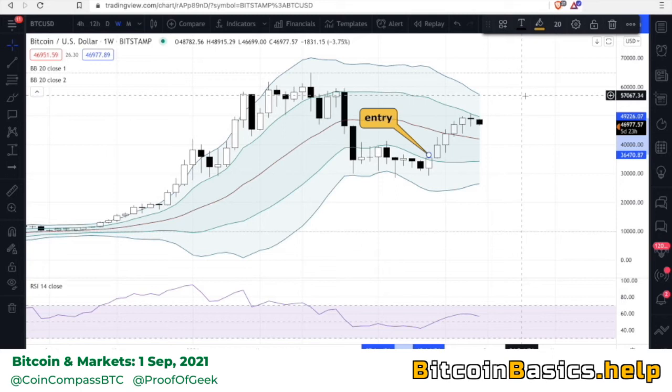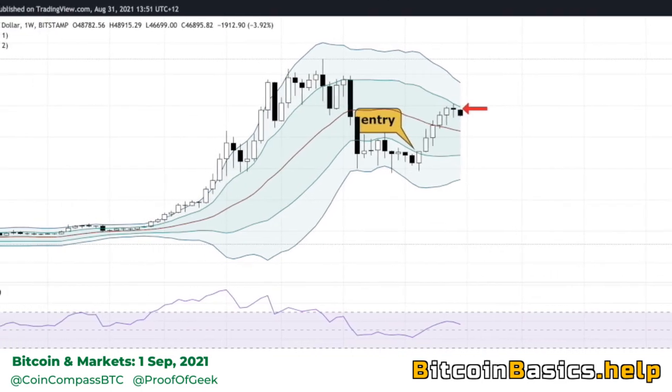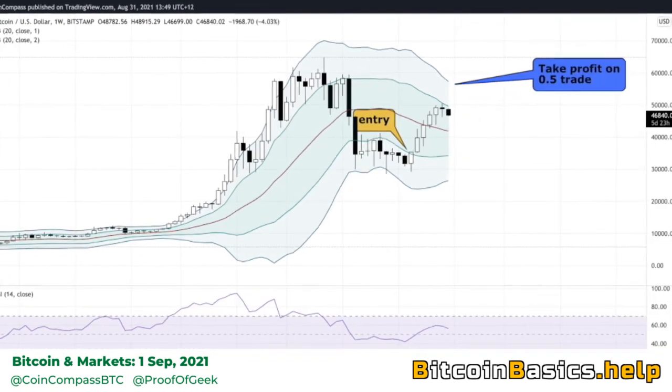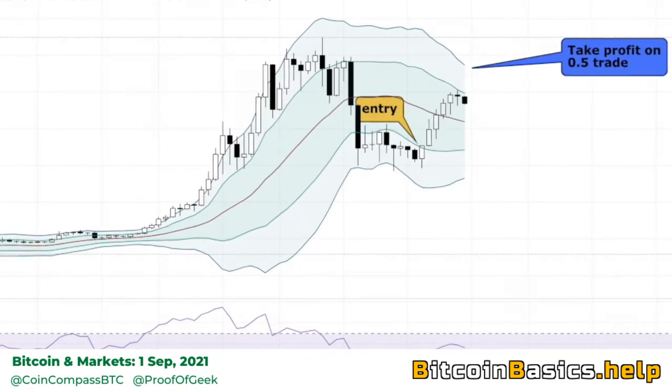This little correction we had, not a correction last week, but a pause last week, is actually quite healthy. So this week, if we break above this Bollinger Band here, then we'd expect to keep going. And we'd want to take some profits as we get closer to this one. So the Bollinger Band was our entry. The Bollinger Band should be where we take half a profit.